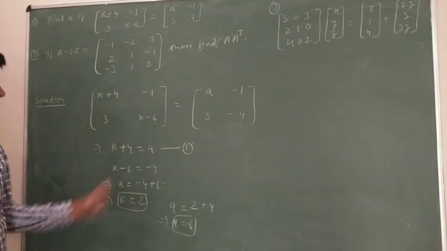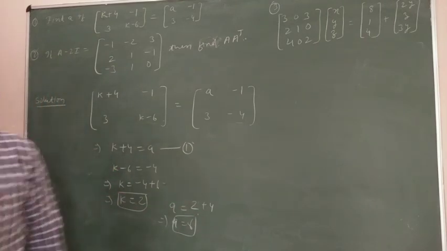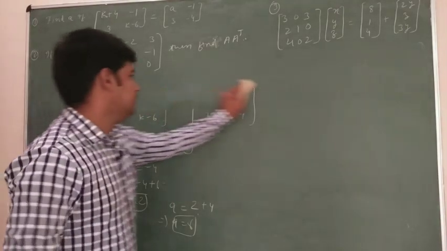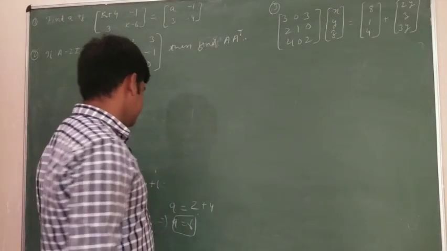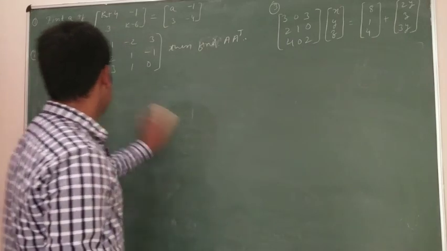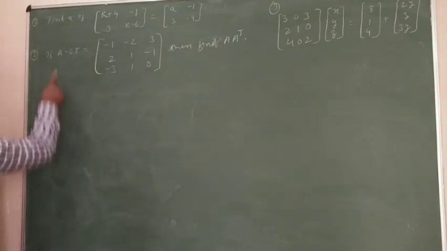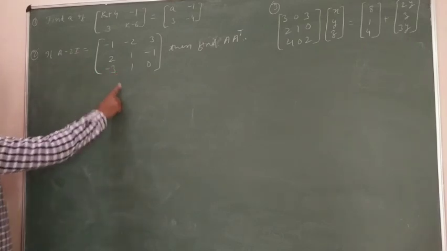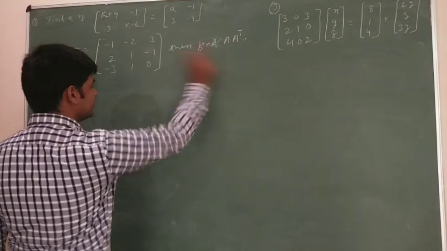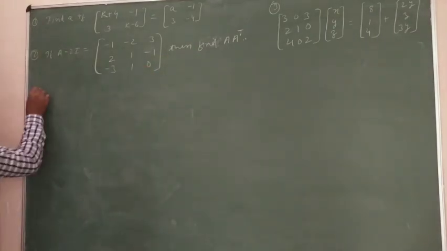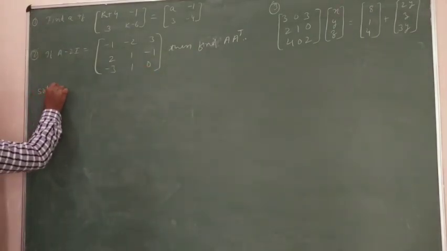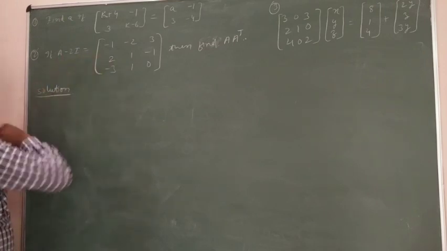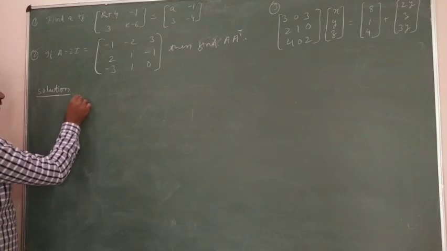And now we are talking about the next question that came, from the topic transpose of matrices, students. What is given? If A minus twice of I is equal to this matrix, where I is an identity matrix of the same order, then find the value of A times transpose of A. The solution for this question, students: what is given is A minus twice of I is equal to this one. Now we will find the value of A using this.